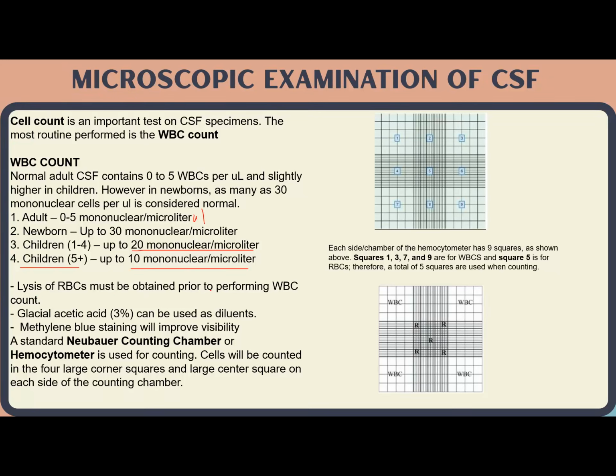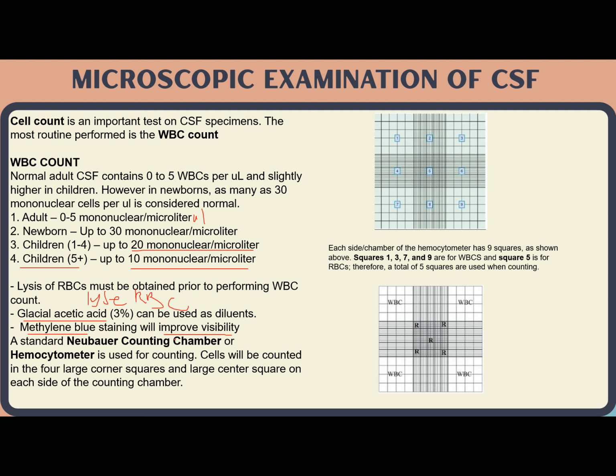Now, lysis of RBCs must be obtained prior to performing WBC count. So when you do WBC count, class, you need to destroy other cells, such as your RBCs. To do this, you would be using 3% glacial acetic acid. 3% glacial acetic acid would lyse red blood cells. Then after that, you would use methylene blue. Methylene blue staining will improve the visibility of the cells.